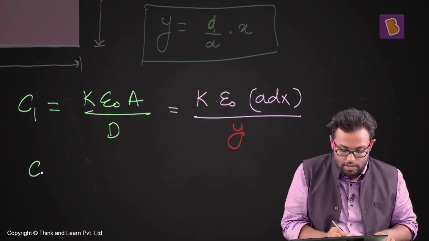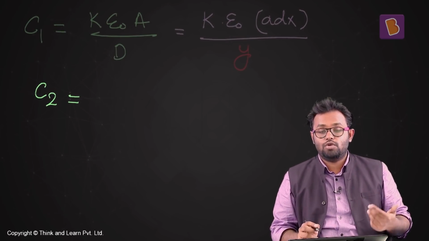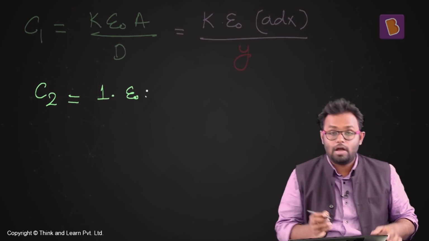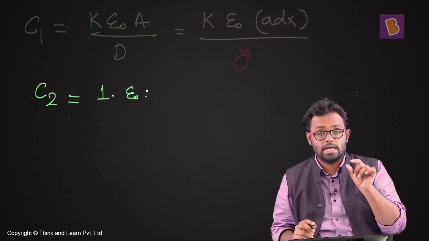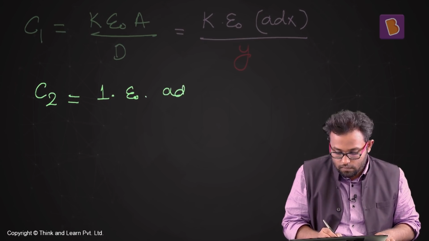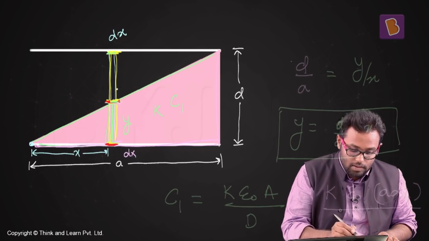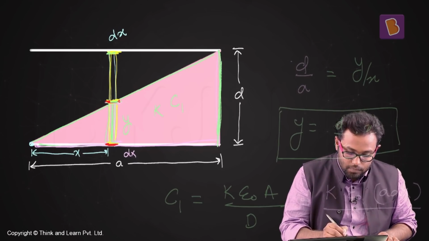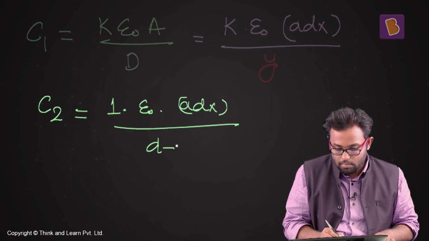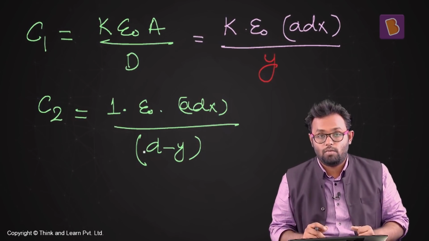And let us find that of the second capacitor, the one on the top. In that case, the value of K is equal to 1 because there is no dielectric there. So 1 times epsilon naught. The thickness is still dx and the width is A, so the area becomes A times dx, divided by the gap. This whole length is equal to d and this length is equal to y, so the gap becomes d minus y. So I have found C1 and C2.